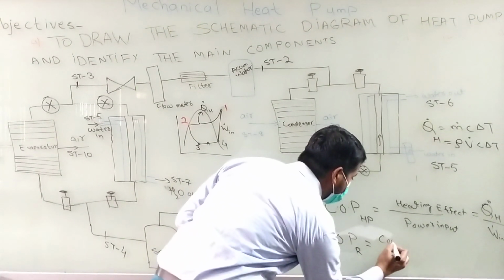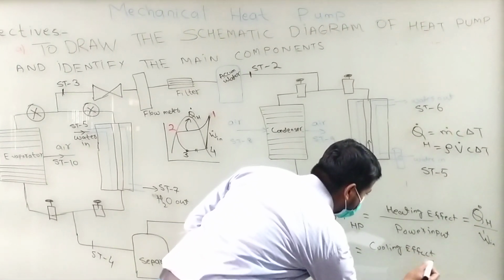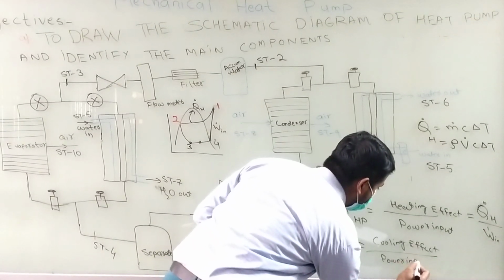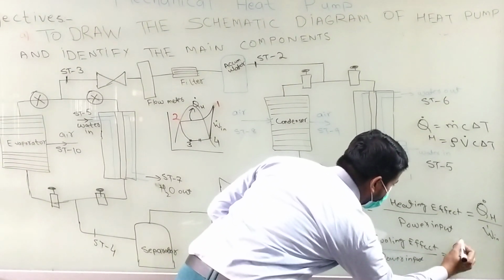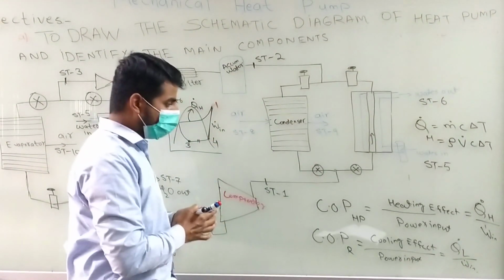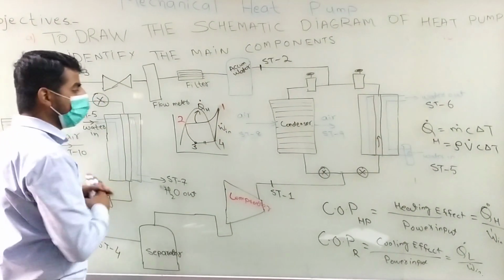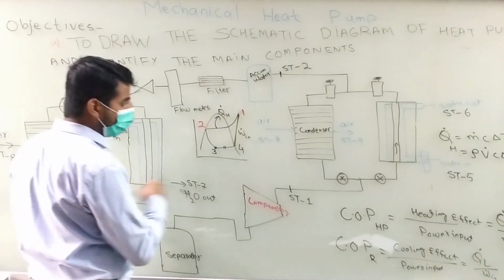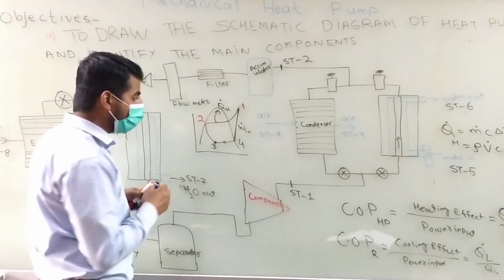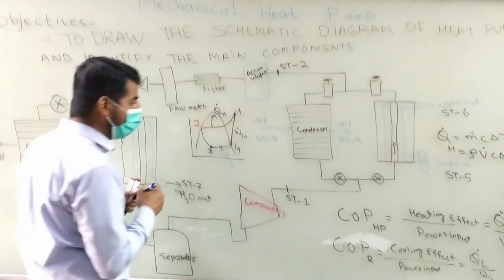So that is the cooling effect divided by the power input, that is Q dot L divided by work dot input. So that is the ratio of cooling effect divided by power input. Going to the vapor compression cycle, you know that the cooling effect is how much heat is absorbed by the refrigerant in the evaporator. So that is 3 to 4, that is Q dot L.